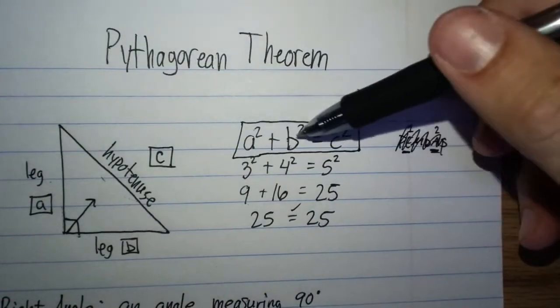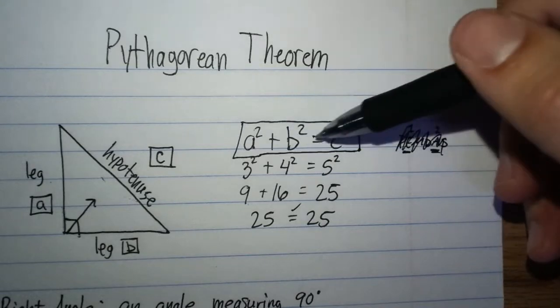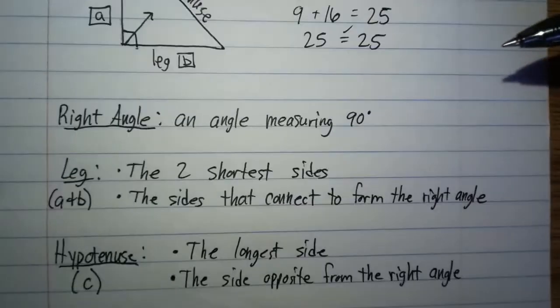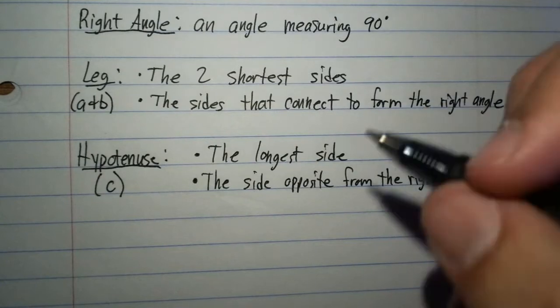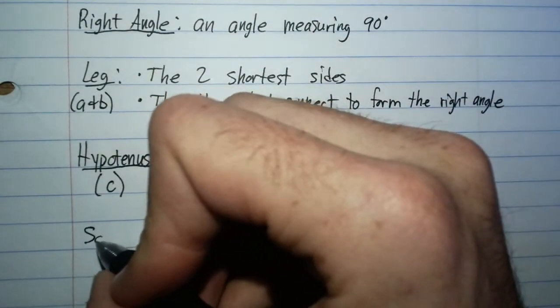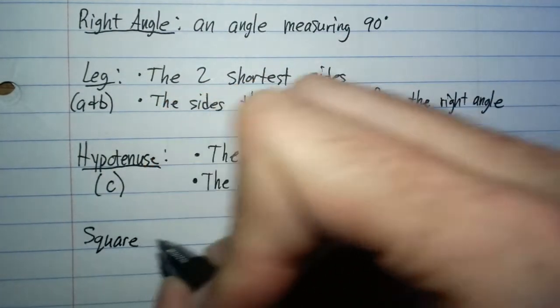So you got 2 legs squared and added together equal your hypotenuse squared. And then the last vocabulary word we're going to look at is square root.